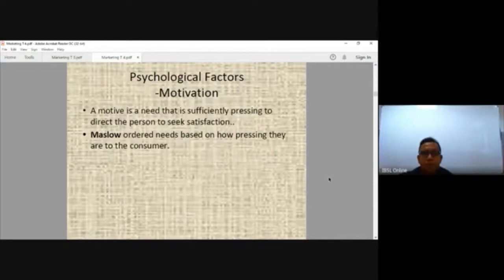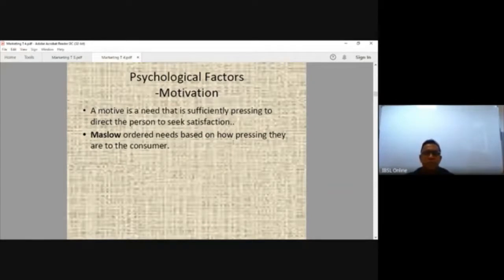With regard to more explanation on psychological factors, a motive is a need that is sufficiently pressing to direct the person to seek satisfaction. That's what I said. So motivation is a need that is sufficiently pressing. If you want to achieve something, or you have to buy something, you work for it to make sure that you achieve it, or satisfy that demand.